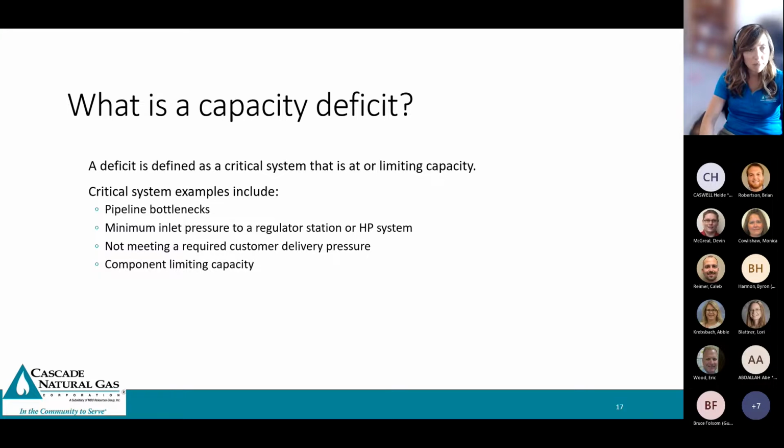And then it can also just be as simple as a component. Regulators, compressors, certain components, including pipe, have certain capacities they can safely deliver gas at. If that is exceeded, then it would limit and potentially be a capacity deficit.